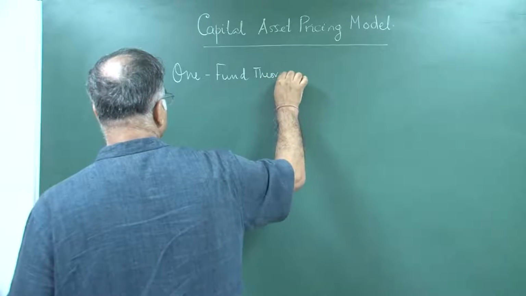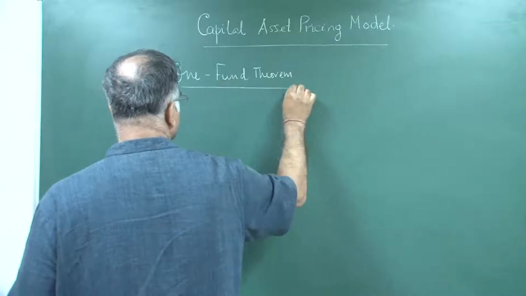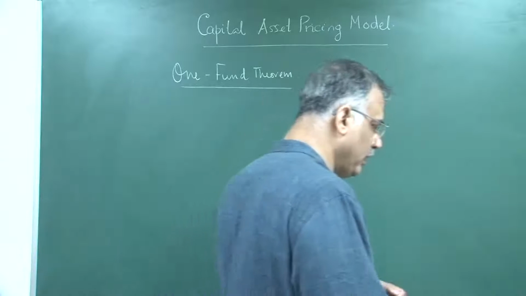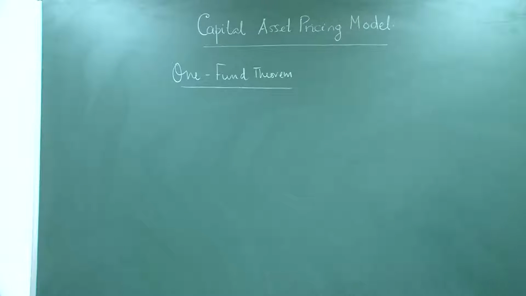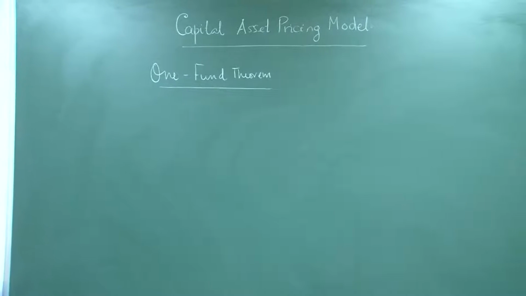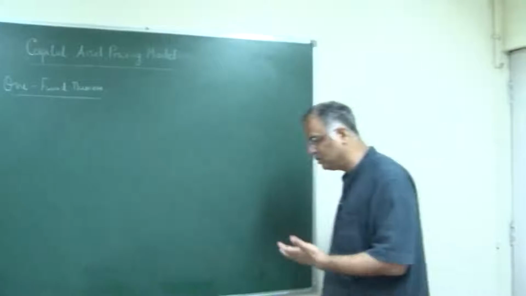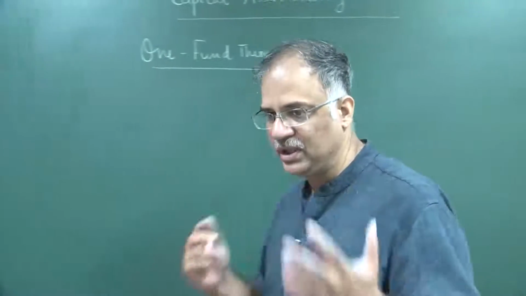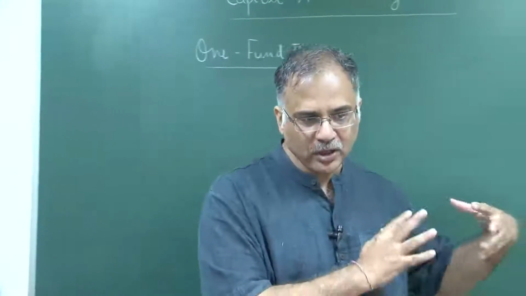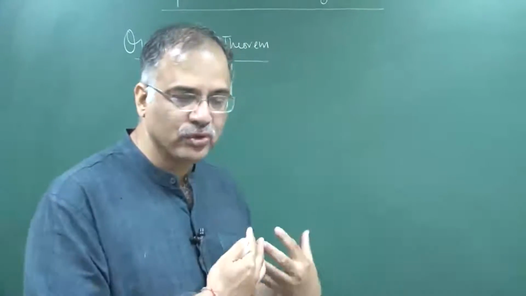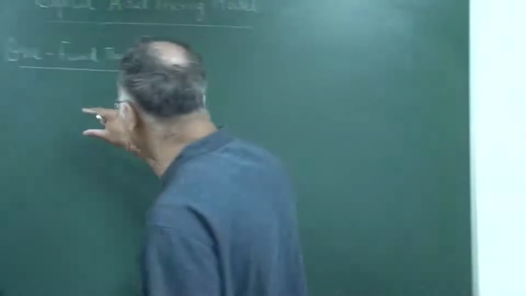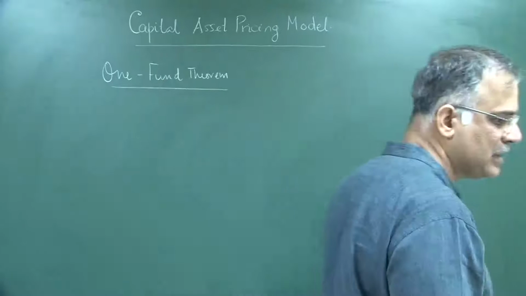So, what is this one fund theorem all about? When investors invest, they do not invest all in risky assets. It is not a good idea to invest everything in risky assets. You have to have some risk free assets like a bond or a fixed deposit, so that some part of your investment has a sure return. So, what would happen if I add a risk free asset? It is added to your portfolio, so I will have one more asset, the risk free asset.